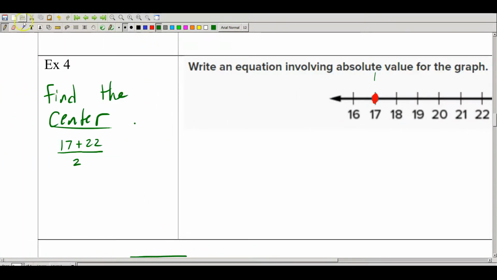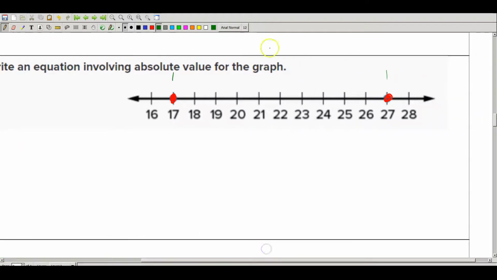Not 22, 27, my bad. So 17 plus 27, that's going to give us 44 divided by 2. And if we divide that by 2, that means our center is 22. So, in other words, if we look back at the graph, this is the center point right here. This is a critical point because, remember, when we talk about absolute value, we talk about a distance, right?